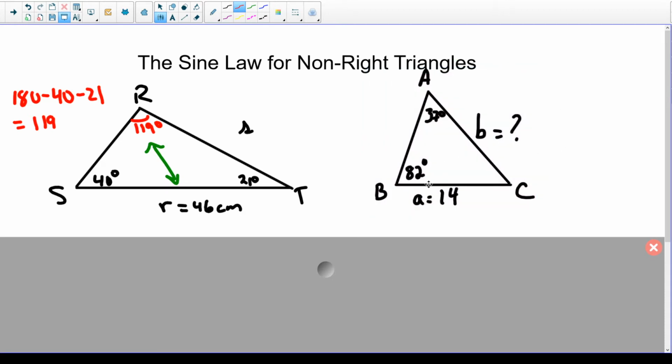So in this case, we have our key, which is the 37 degrees and the 14 units for our side length that are across from each other. And then we're given another angle, and across from that angle we're given our unknown side length B that we're looking for. Okay? Now what is the sine law?